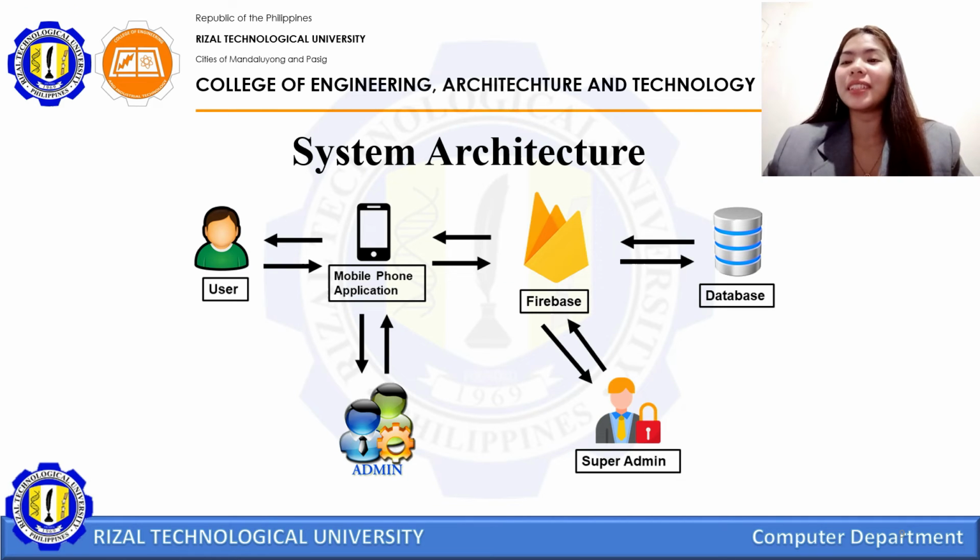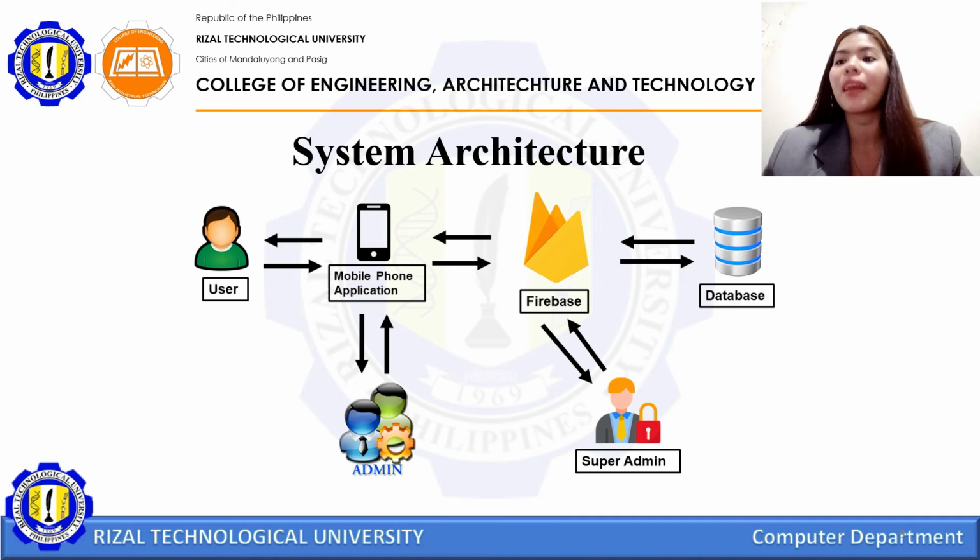This is our system architecture. The system components include the user, mobile application, admin, super admin, Firebase, and database. The user can register or log in on the mobile application and then store the data to the database of Firebase.